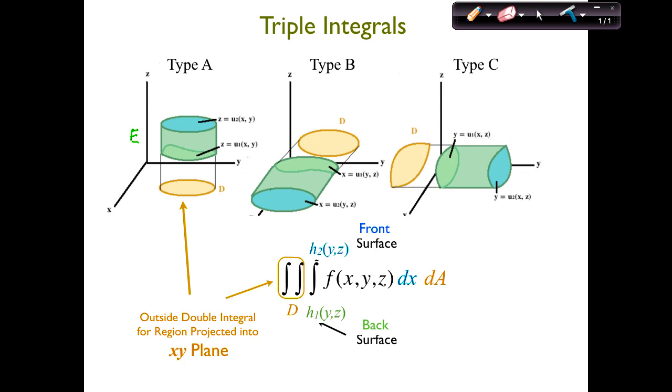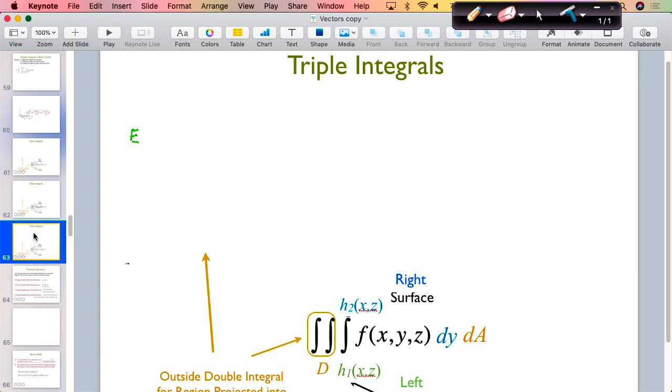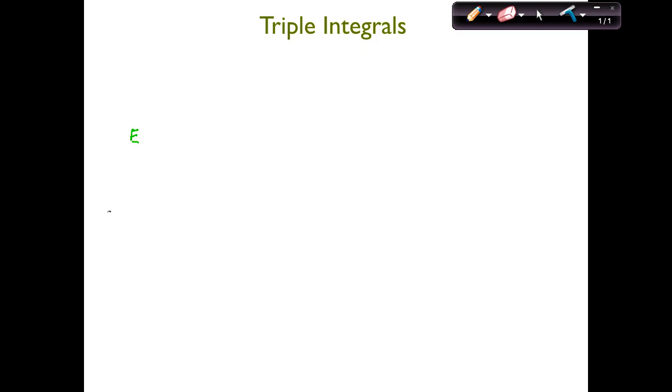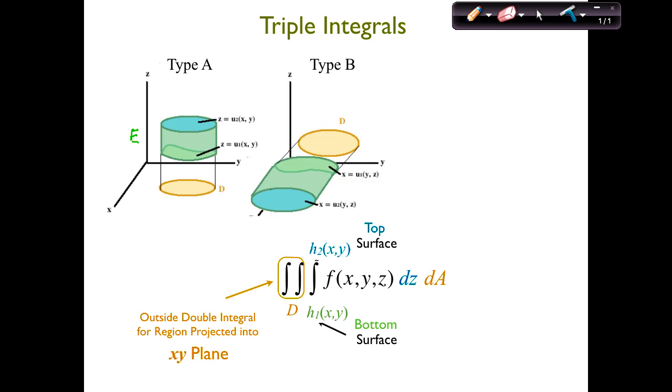This isn't the right slide. Didn't finish it. I'm going to try the third one. Let's try this one. Surface to surface. So double integral, dA, bottom to top. Back to front. Here we go. That's the right one.